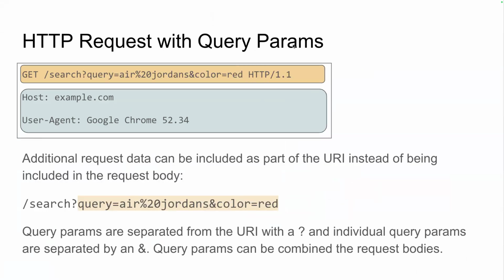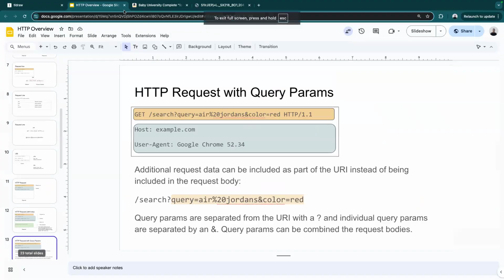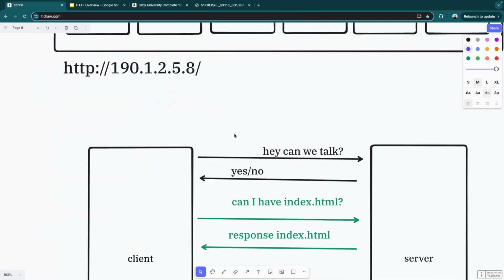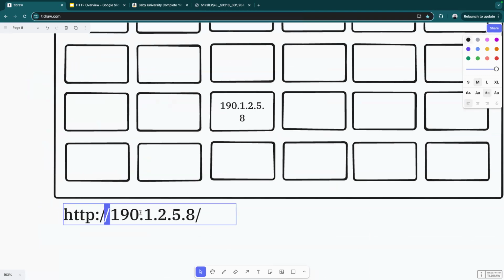All right. So now we can see the HTTP request. Additional request data can be included as part of the URI. So we can see that you can also include it in the search parameters, or excuse me, in the URL inside where you type in the URL. So if I were to take a look at this and come over to my drawing, excuse me, I'm losing my windows. So right now, what we did is we just had bio.html, right?